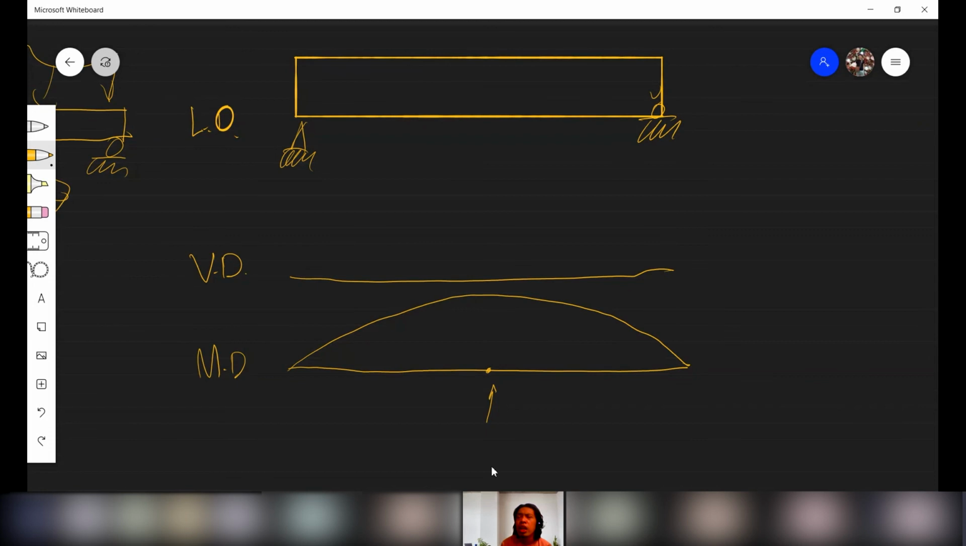When we design, remember, your design is as good as its weakest part. Your design is as good as its weakest part. Meaning, if your weakest section fails, it means failure of your whole beam. So you have to make sure your most vulnerable section is well reinforced.